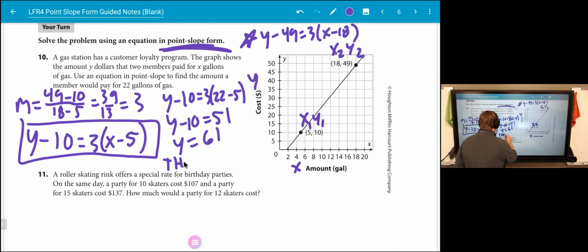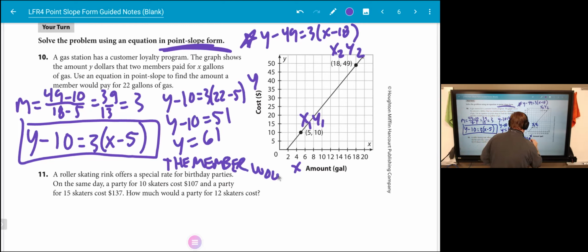The member would pay $61 for 22 gallons of gas.